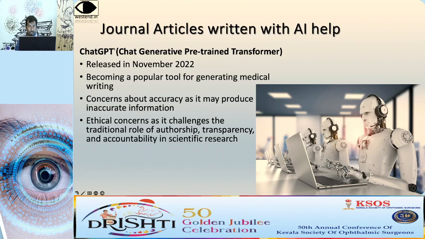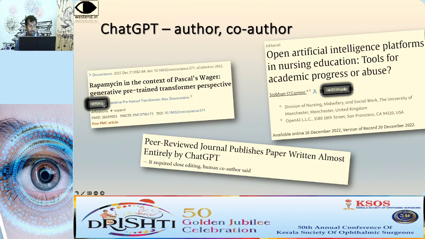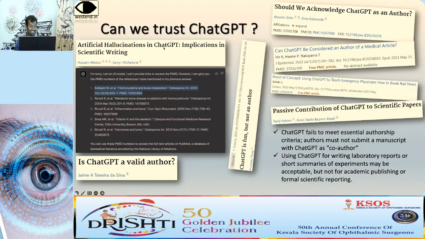Some more publications. Now, about AI and publications, ChatGPT, released in November 22, has been creating wave after wave, and there are several articles which have been written with the help of AI. Acknowledgement that AI was used for the publication, but that is not all. AI has been used as an author. Some publications have listed ChatGPT as a co-author. That is not really allowed, but it's been listed.